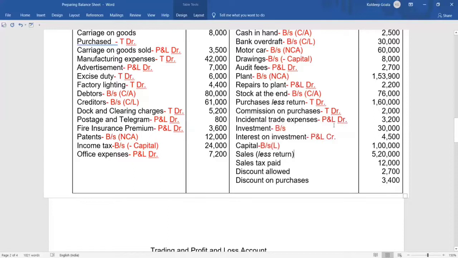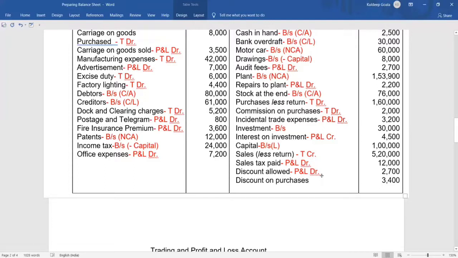Then coming to sales, it comes in the trading account credit side. Then coming to the next one, sales tax paid, it will come in the profit and loss account. Okay, it will come in the profit and loss account debit side. Then coming to the next one, discount allowed, it will also come in the profit and loss debit side.